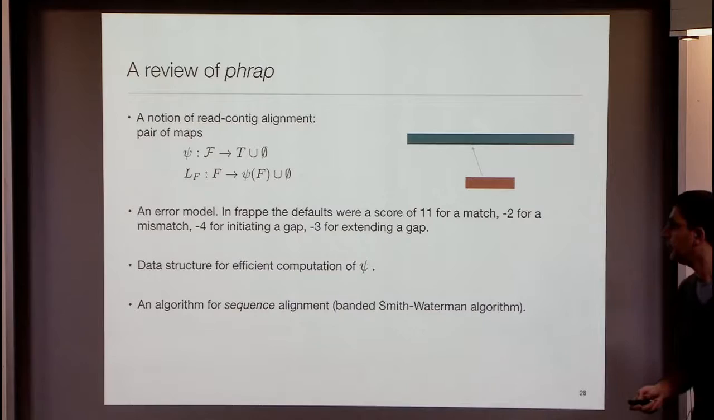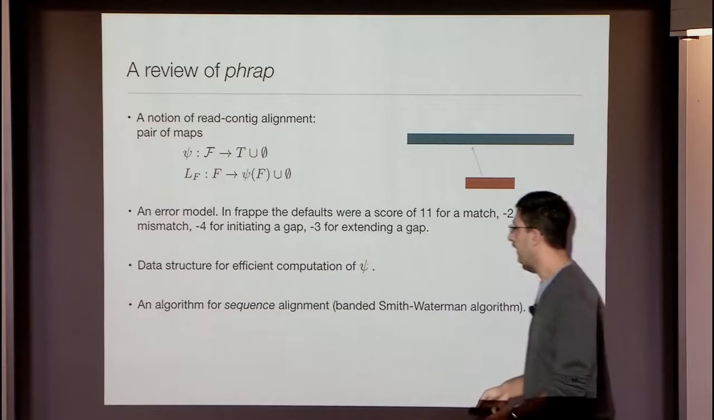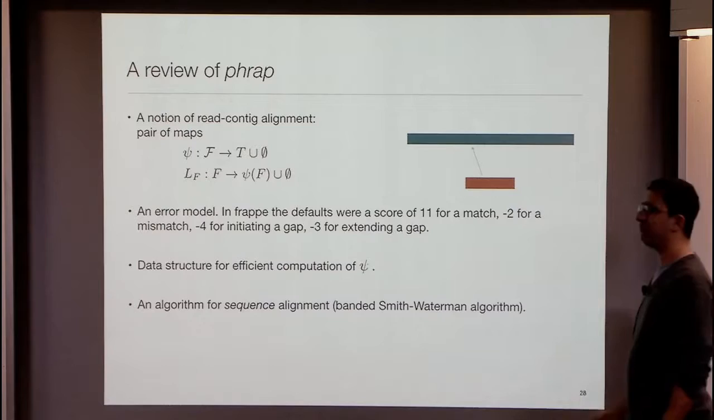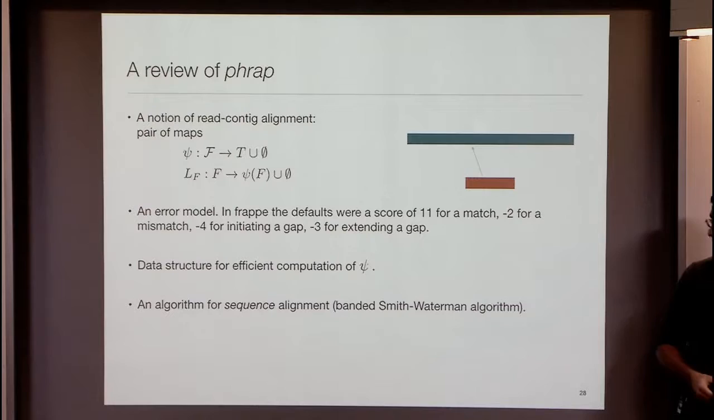The second thing is an error model. In order to actually produce these maps, you need to know something about how there are errors in your sequences. Remember I told you that the only thing that is in these sequences is error. And actually, I left this out because I just got tired. Every time I type FRAP, P-H-R-A-P, it's converted to FRAP. So let's just call it FRAP, okay. So the program FRAP actually gave a score of 11 for a match and -2 for a mismatch, -4 for a gap, and -3 for extending a gap. This is actually the logic inside FRAP. I went to look it up.